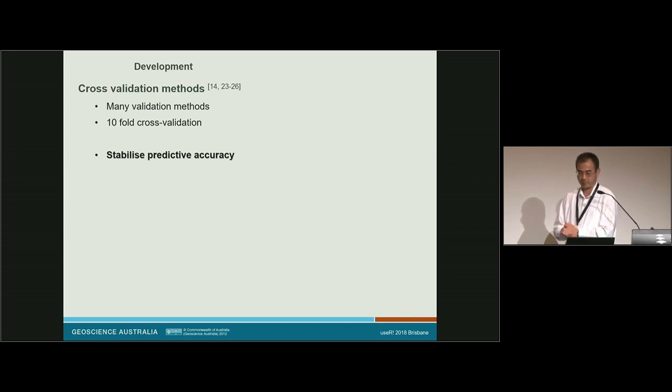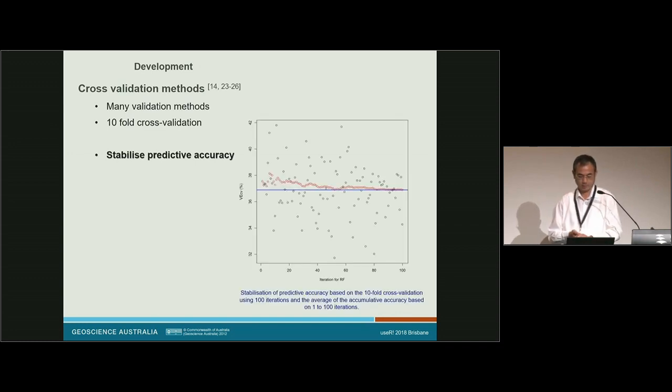And we also consider the cross-validation or validation method in the package. You will see that this is the result based on 100 iterations of 10-fold cross-validation. You can see the accuracy varies between 32 and 42, right? So if you just do one cross-validation, you may get, say, 32 or 42. That's a huge difference. So that's why we need to stabilize this.